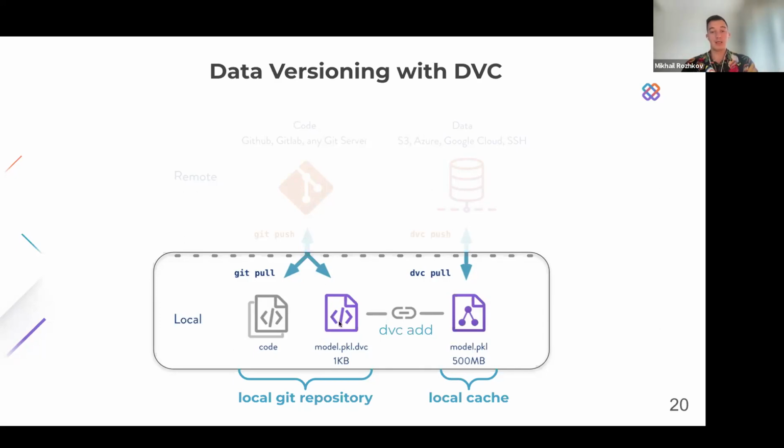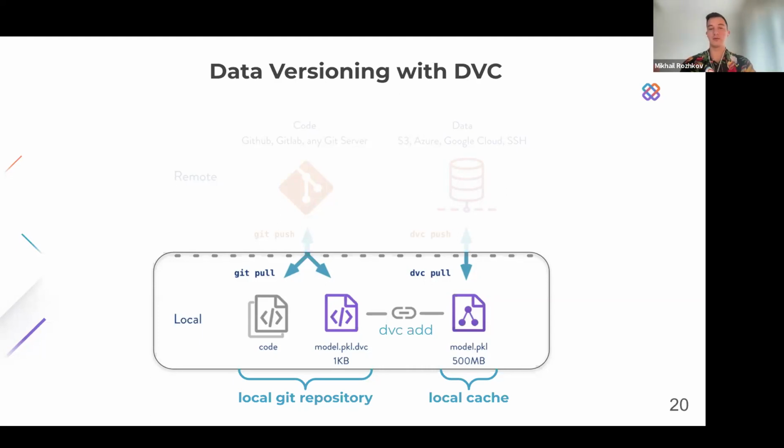In the same repository, when you work with DVC, it creates some metadata. When DVC versions some data, it puts it in a local cache, and locally you have a separate repository for your code, right? And DVC puts files in a local cache. So this is local work with DVC.